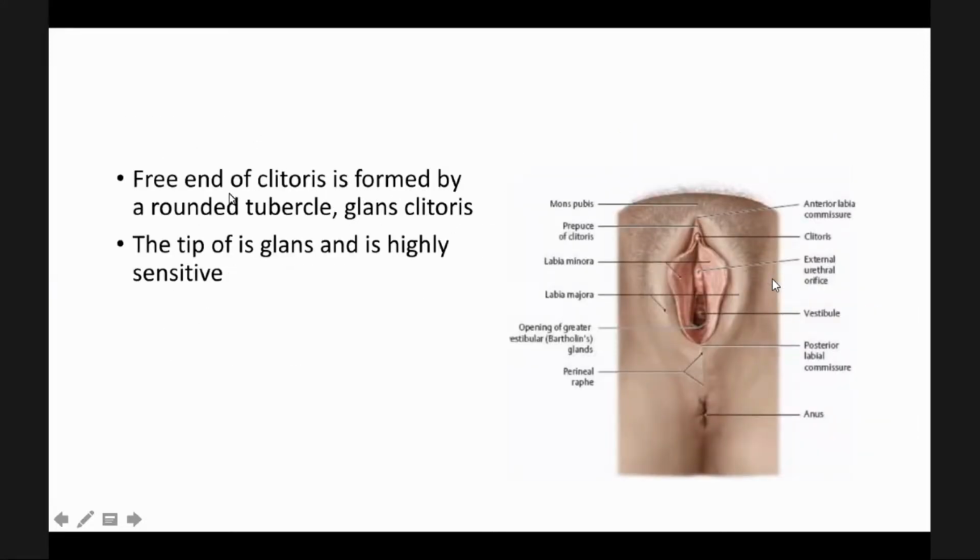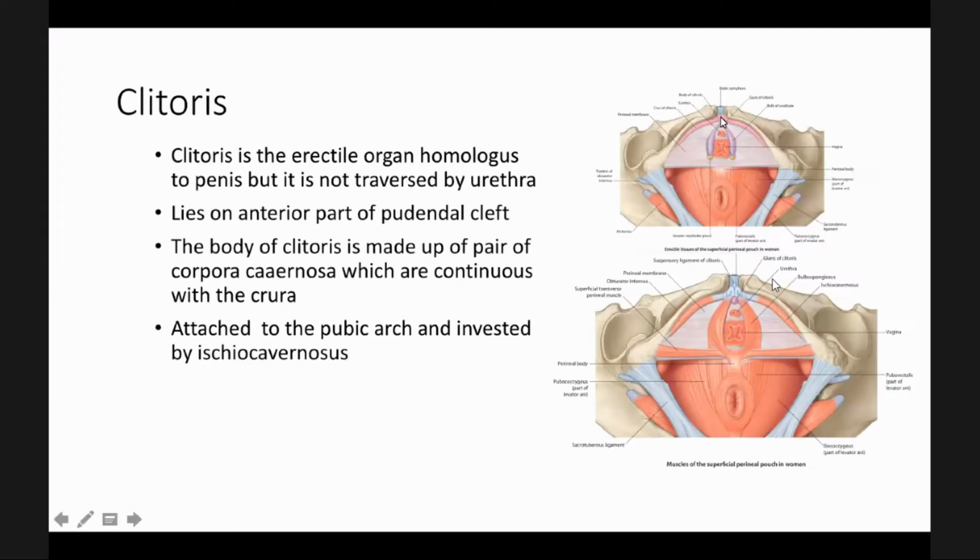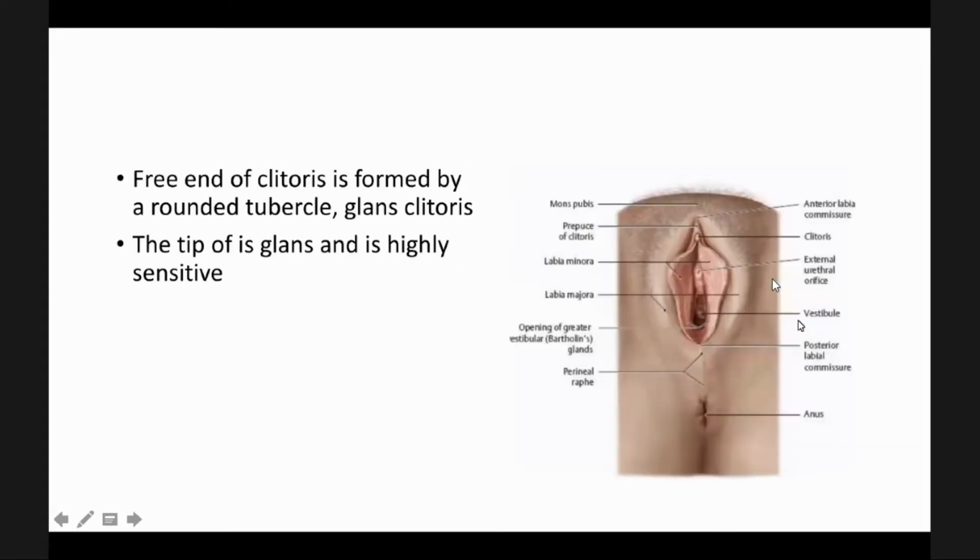The free end of the clitoris is formed by a rounded tubercle. This is the free end. The free end is known as the glans clitoris. So: the glans clitoris, the body of the clitoris, and the crura covered by the ischiocavernosus muscle. Clear? While studying this, please do the correlation with the male so that it will be easy for you to remember. Right?